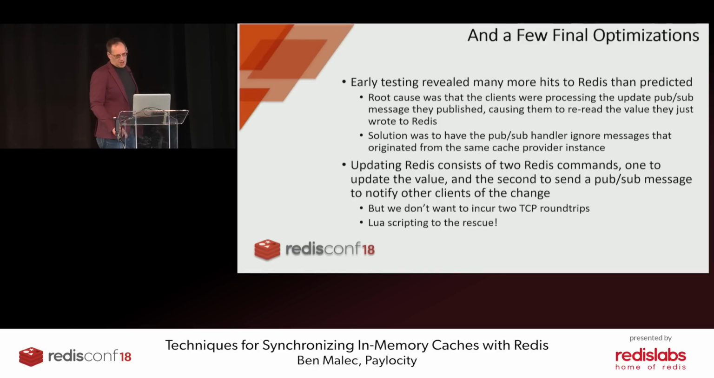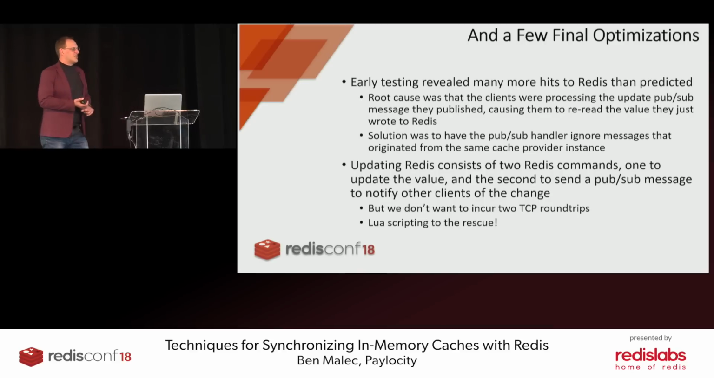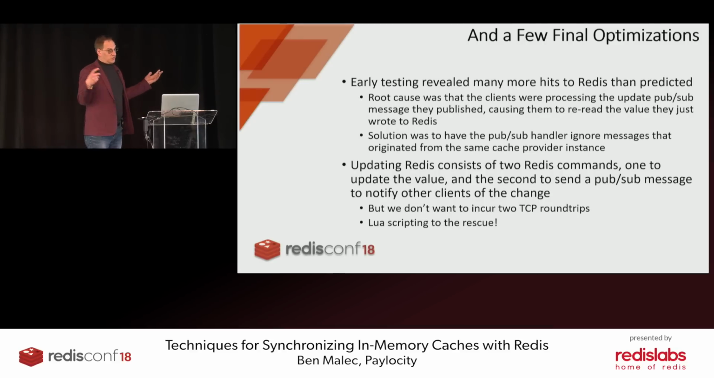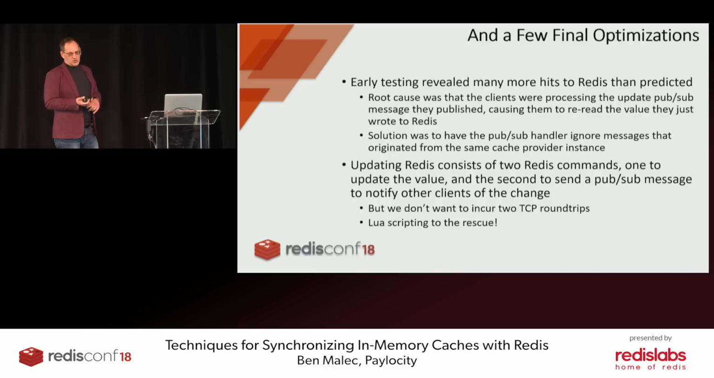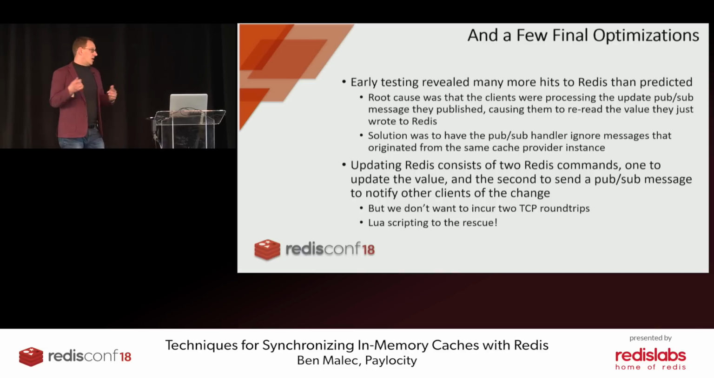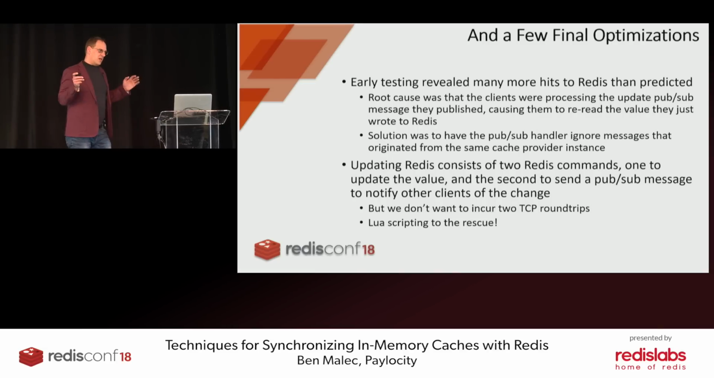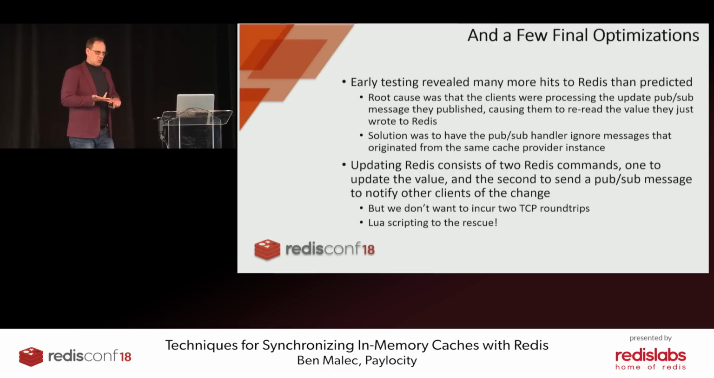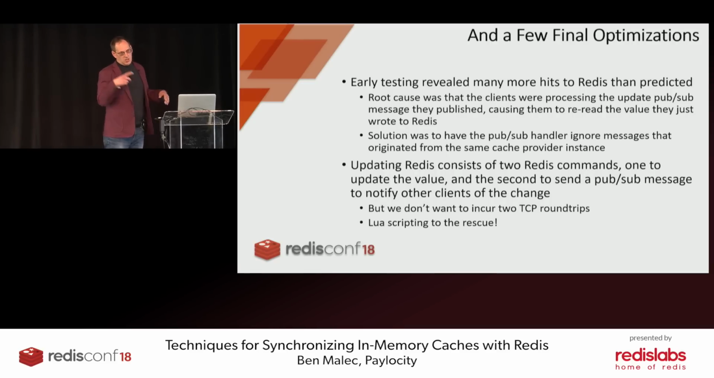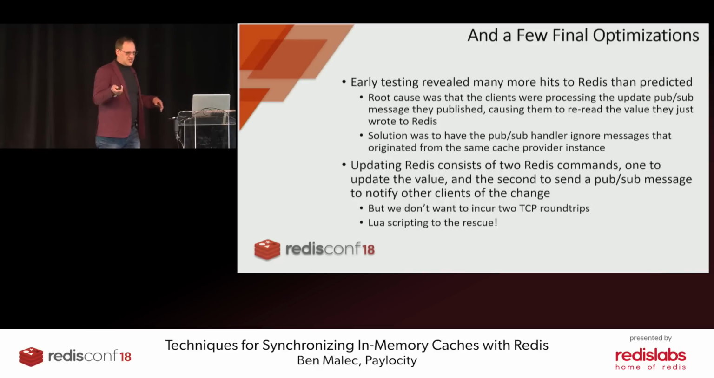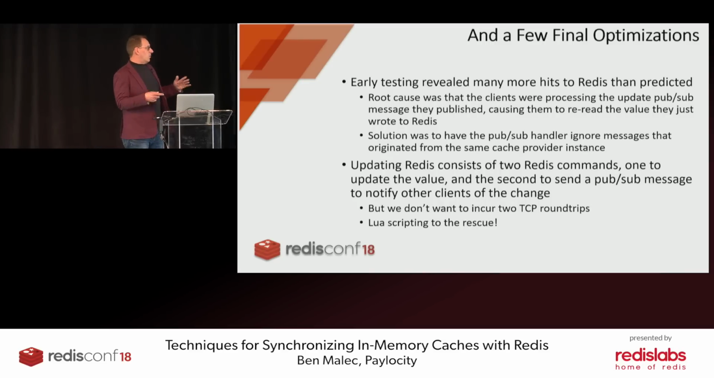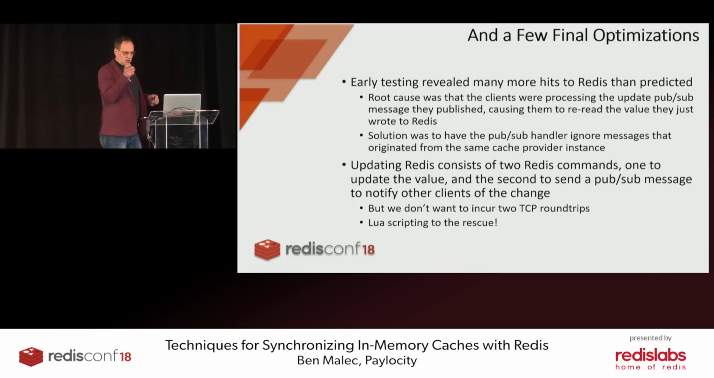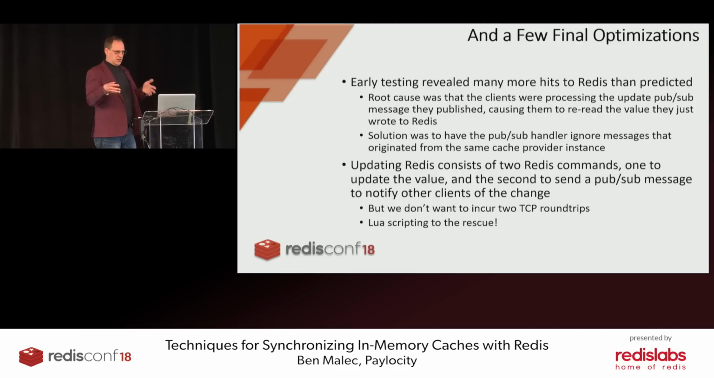Another one too, and this is a constant theme in a lot of these sessions, is when you're using Redis because you want speed, and you're trying to minimize your TCP round trips. So in our case, we do an update to Redis, we want to send out a message, and we really don't want to do 2 TCP round trips. So we use Lua, and we just write a little script, and basically when we update the data, the Lua script sets the value and then sends this PubSub message.